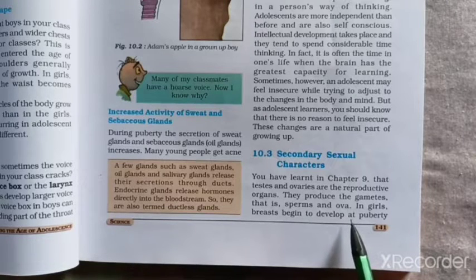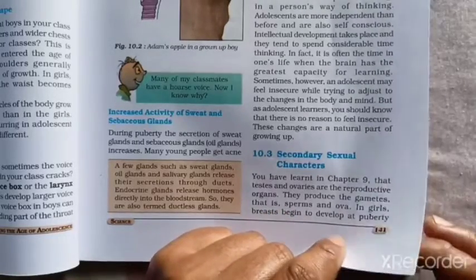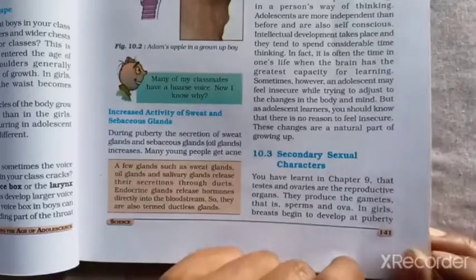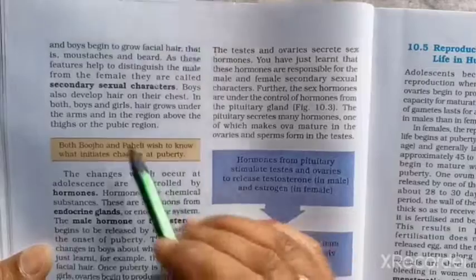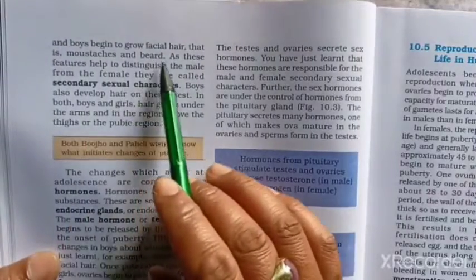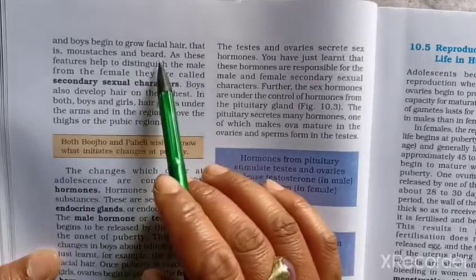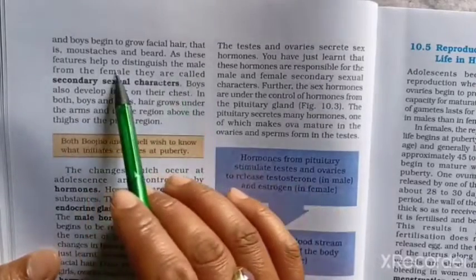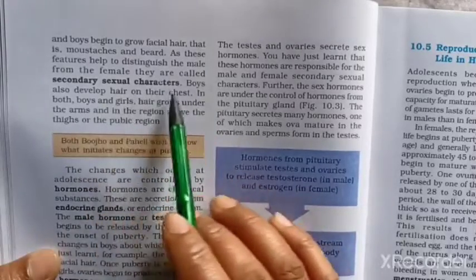In girls, breasts begin to develop at puberty. So in the puberty stage, particularly in the girls, breasts develop. And boys begin to grow facial hair, that is, mustache and beard. As these features help to distinguish the male from the female, they are called secondary sexual characters.